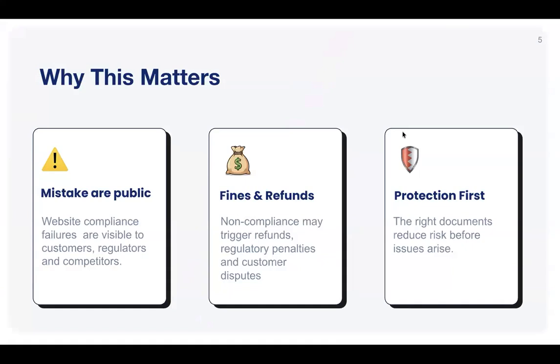Why this matters and today's topic. Mistakes are public, firstly. Website compliance failures are visible to consumers, regulators, and competitors. The OAIC has announced some reforms where they're going to be doing spot checks to make sure that businesses are compliant with their obligations under the Privacy Act. There are also fines and refunds, so non-compliance can trigger refunds, penalties from the regulators, and consumer disputes.